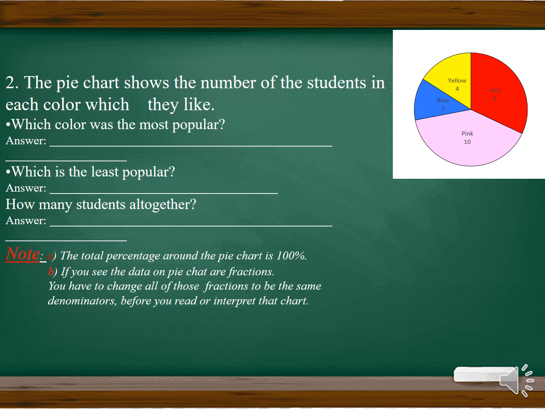Okay, now we continue to our note, and you must remember the total percentage around the pie chart is 100%. If you see the data on the pie chart are fractions, you have to change all the fractions to the same denominator before you read or interpret that chart.